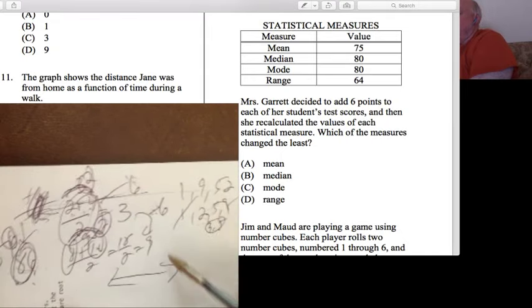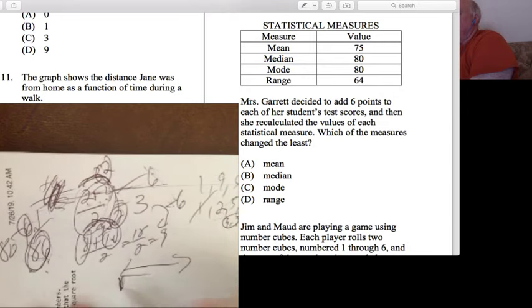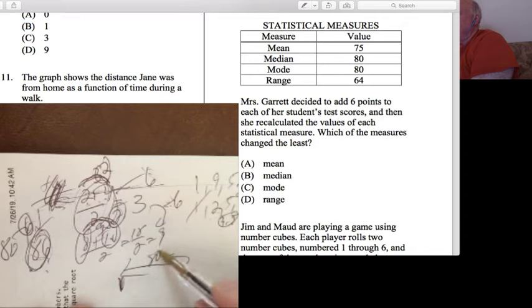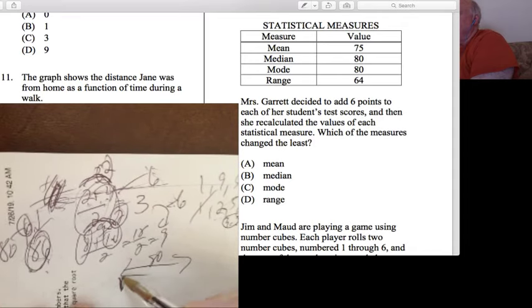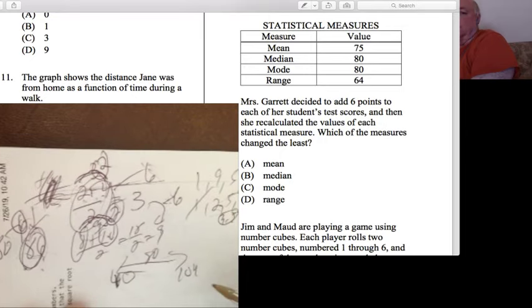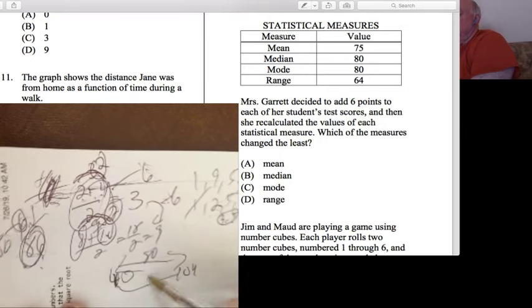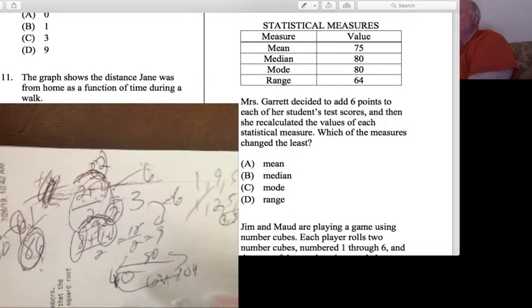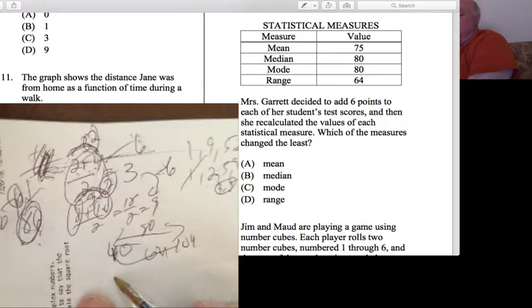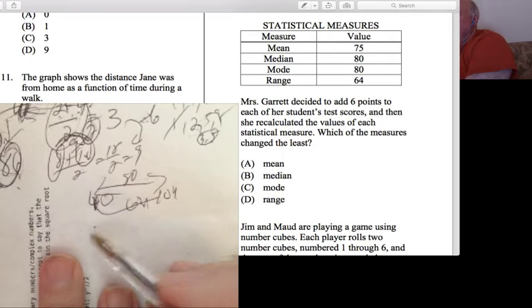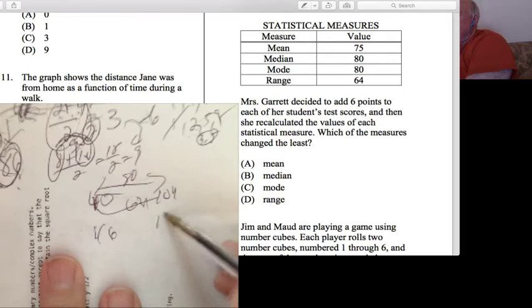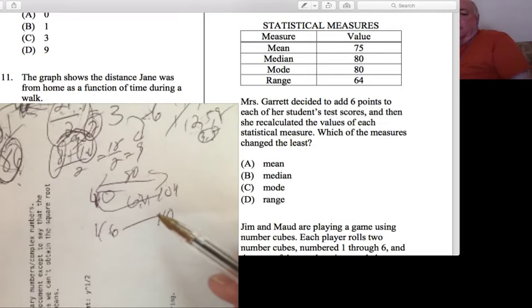Now their range was 64. So they may have some numbers like, well, they said the mode was 80, so we know there's 80 stuck in here. So let's use maybe 40. And somebody got 104 because they got extra credit. So that's the range there. So if everybody's score went up by 6, it's now between 46 and 110. But when we subtract those, we still get 64. Let me make sure this is showing.